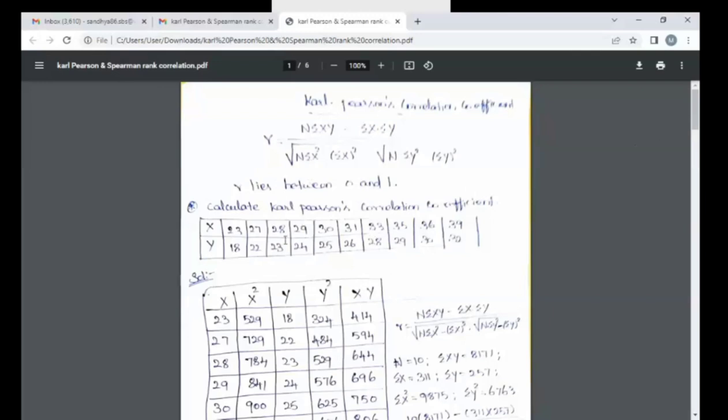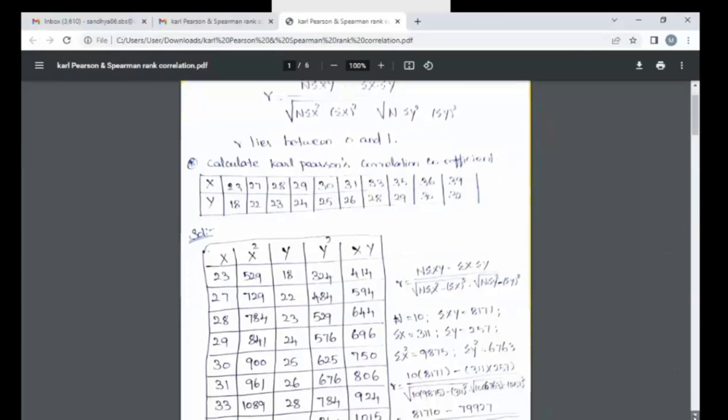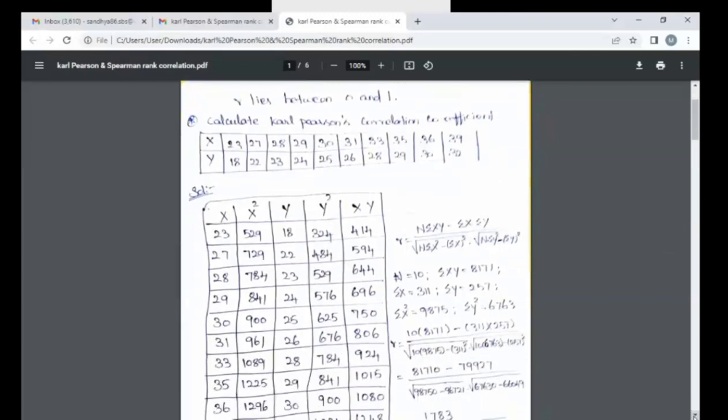So this is your first problem. Calculate Karl Pearson's correlation coefficient. They have given the data. The first row denotes the x values and the second row denotes the y values. First of all, we are going to frame a table by using the given data.